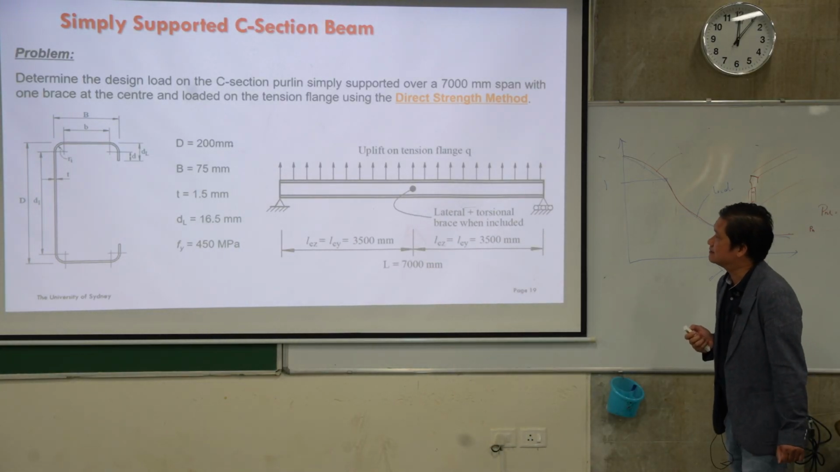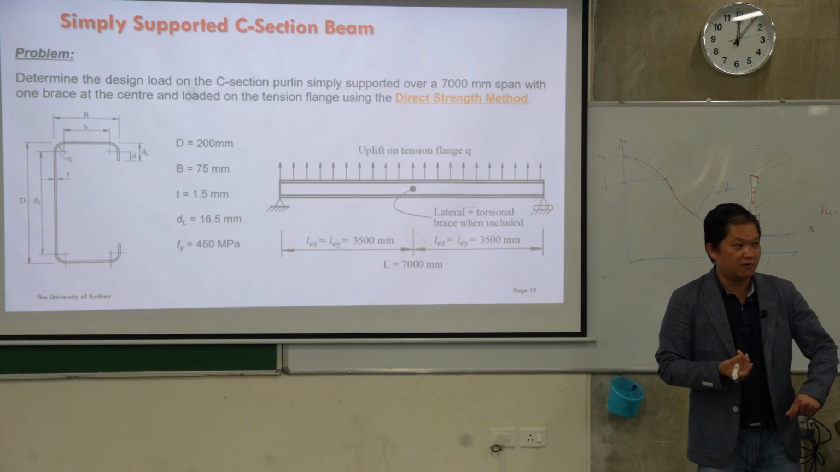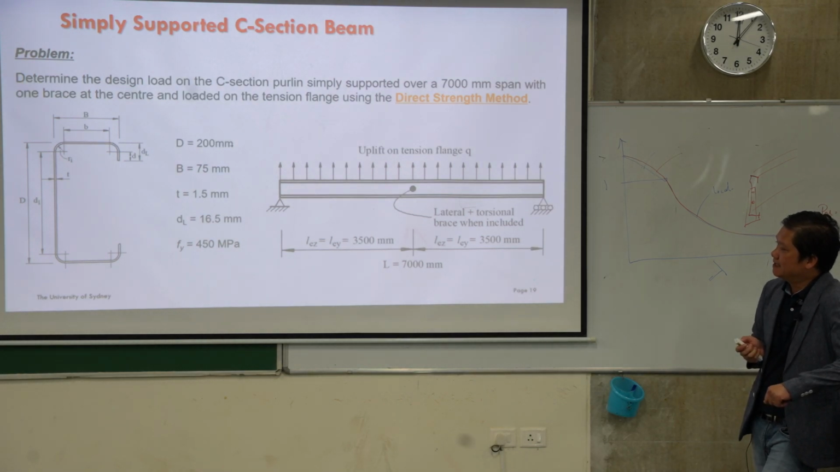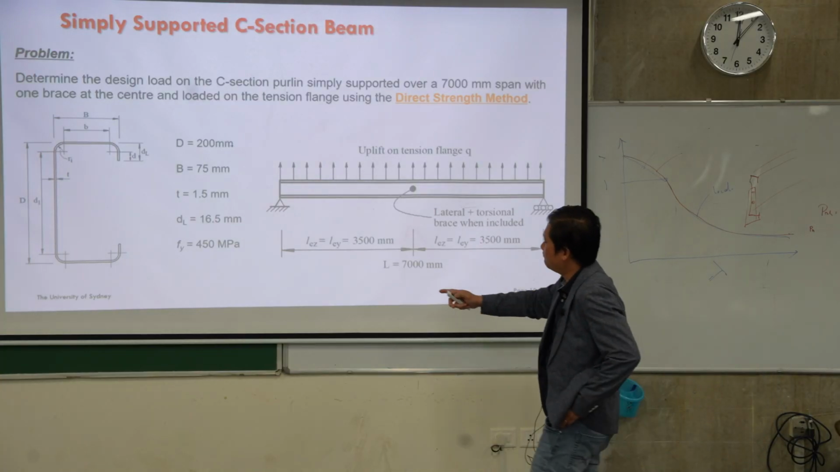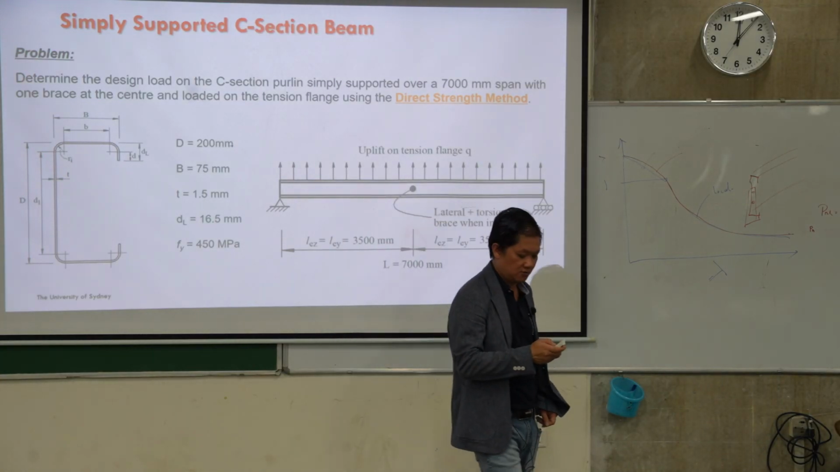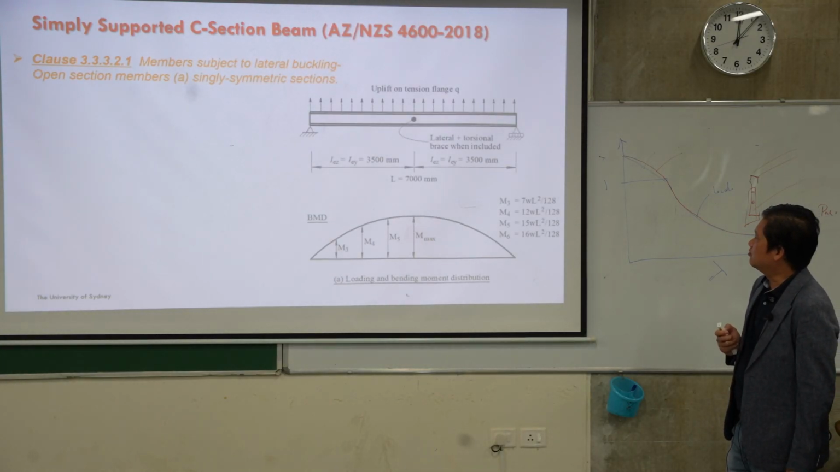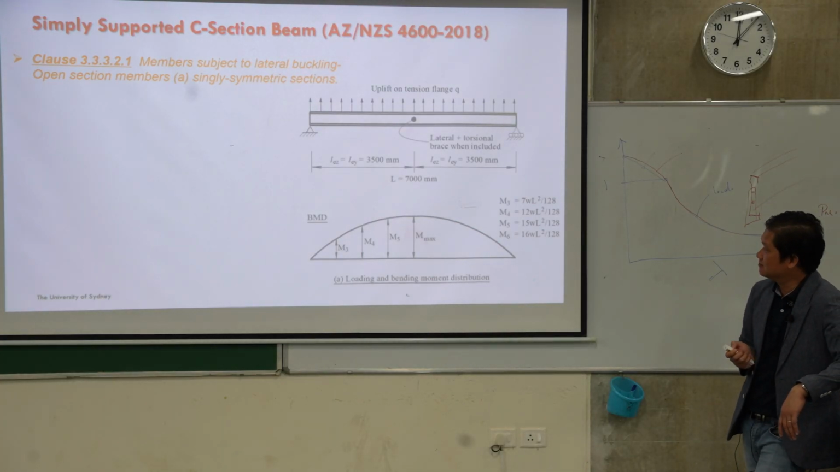So this is a very typical section for purlin in Australia, 200 millimeter depth, 1.5 millimeter thickness, and the flange is 75 millimeter width. And we're using G450 steel grade, Fy is 450 megapascal. Right, first we calculate the member capacity. So that is based on the standard.